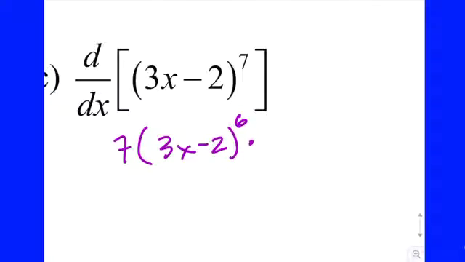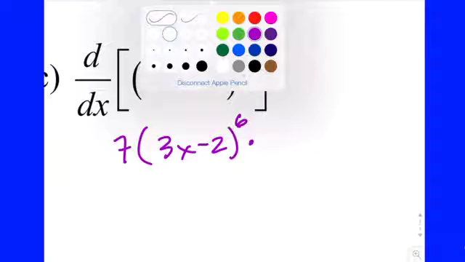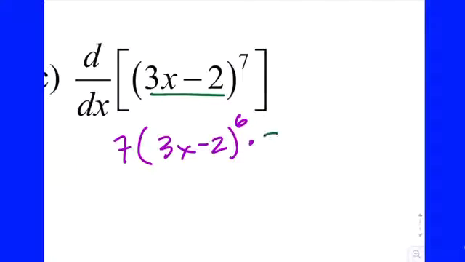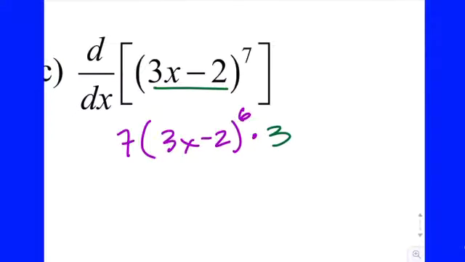All right, so there's the outside derivative, and then times the derivative of the inside function. 3x minus 2 generates a 3. So that's it. That's the derivative. If you then want to combine it, 7 times 3 is 21. And you're done with the derivative.